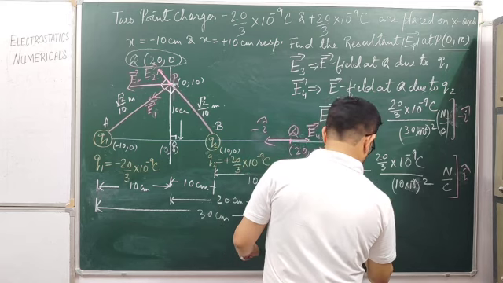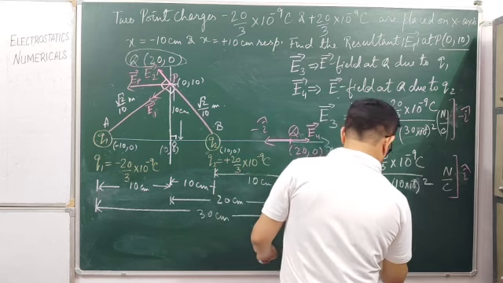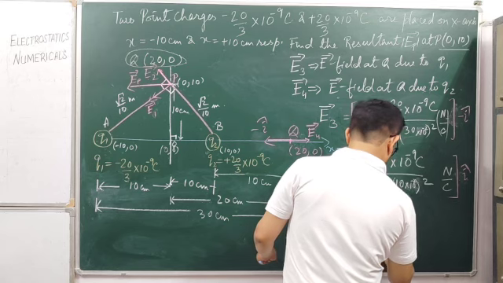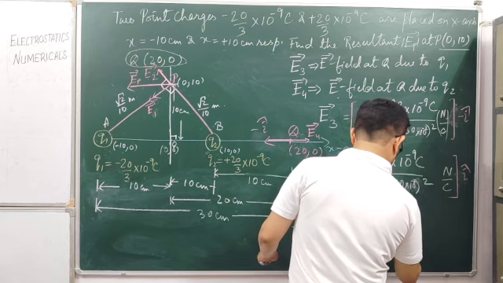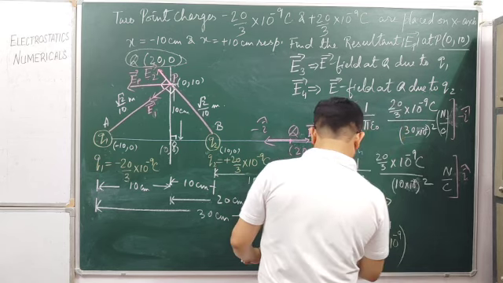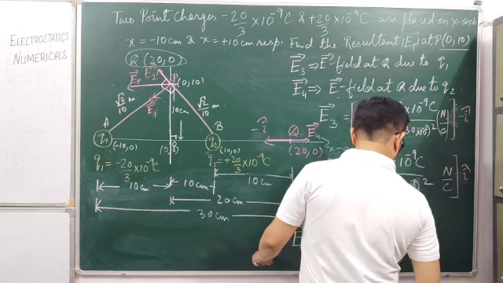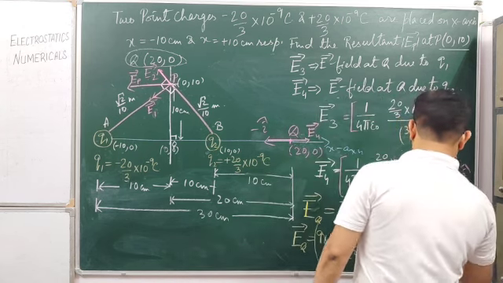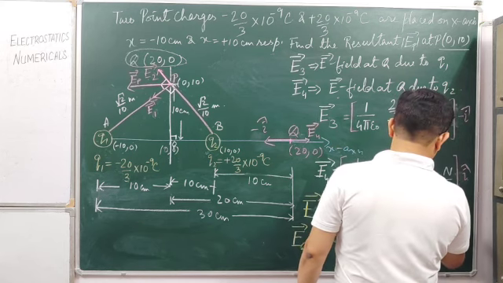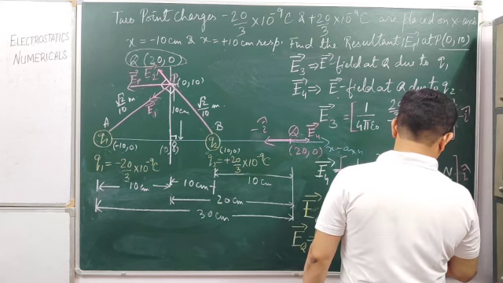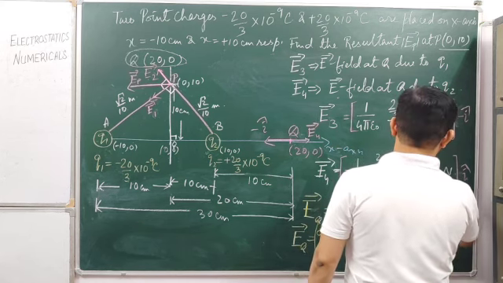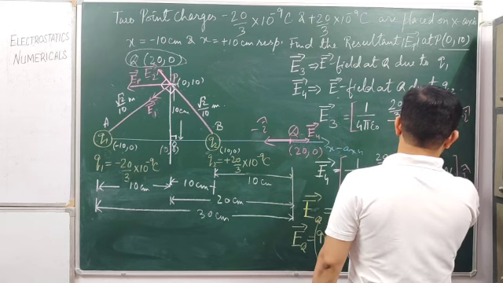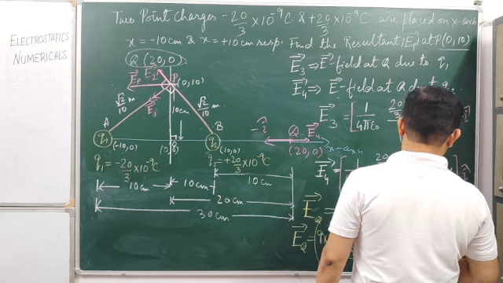This is common, and this is also common, which is 20 over 3 times 10 raised to the power minus 9 Coulomb. And then we are left with this and this. So it is 10 times 10 raised to the power minus 2, which is 10 raised to the power minus 1. Here it is 30, 3 times, so 3 into 10 raised to the power minus 1.